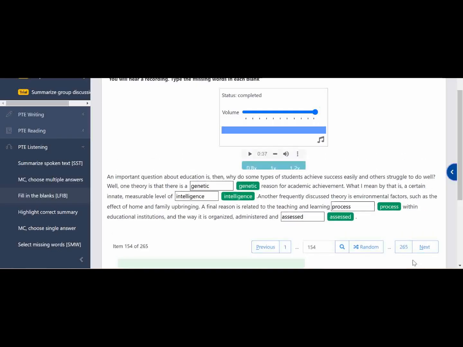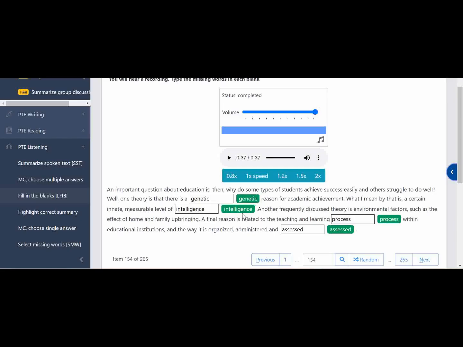So let's check the answers. Genetic, intelligence, process, then assessed. So you will take care of, before the blanks there is a ED form. So we will write also ED form here.